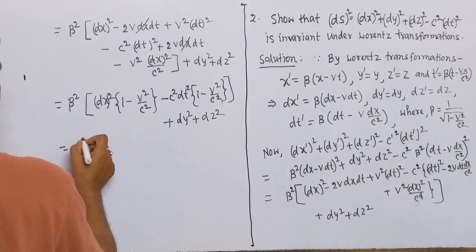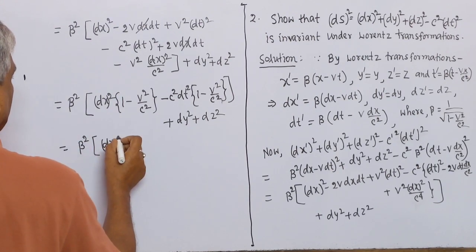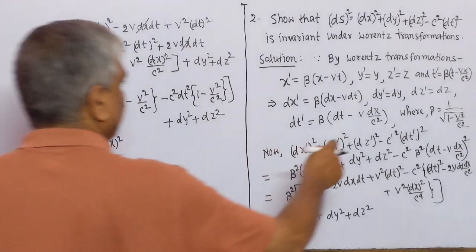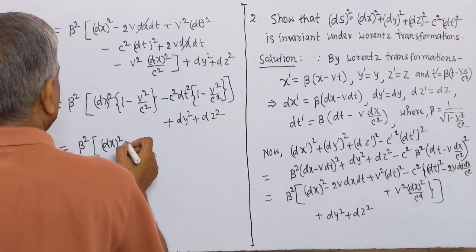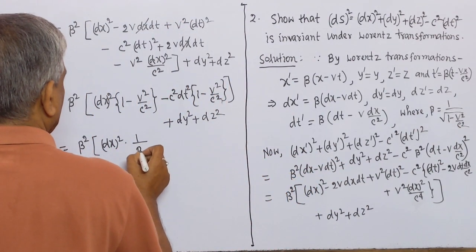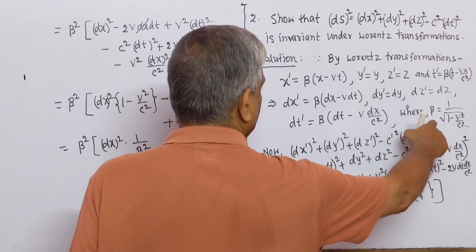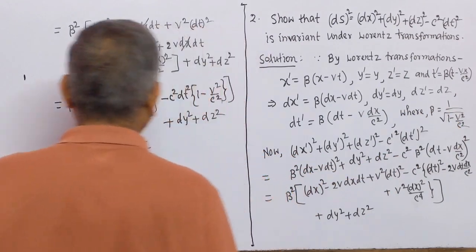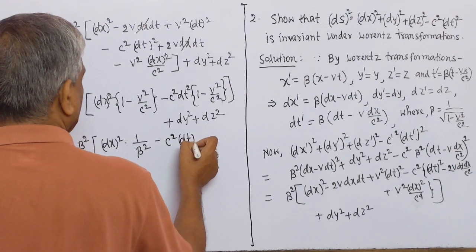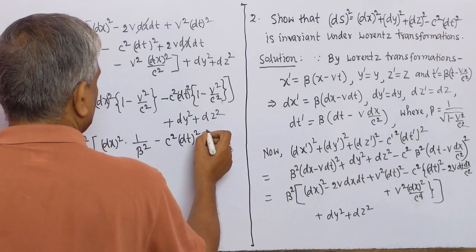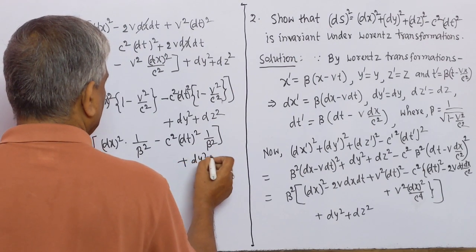This is equal to beta square, here this is dx square, and beta equals this. So this is 1 by beta square. 1 minus v square by c square is 1 by beta square. So 1 by beta square times dx square minus c square dt square, this is also 1 by beta square, plus dy square plus dz square.